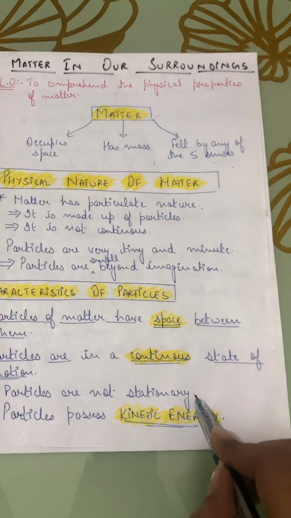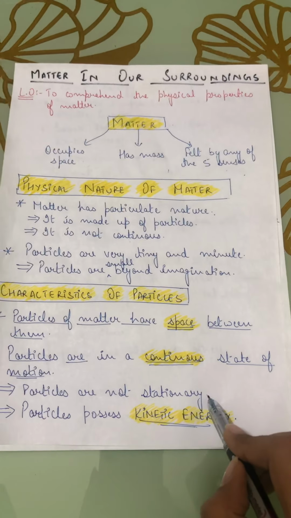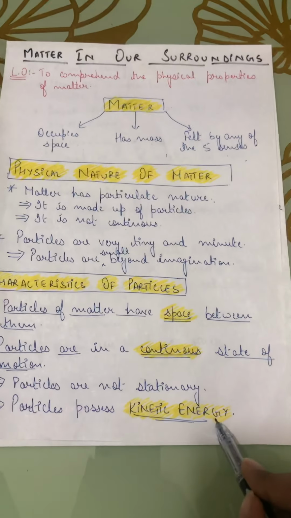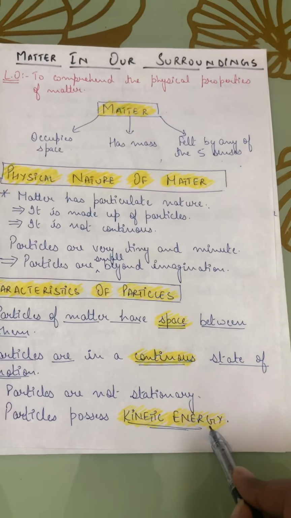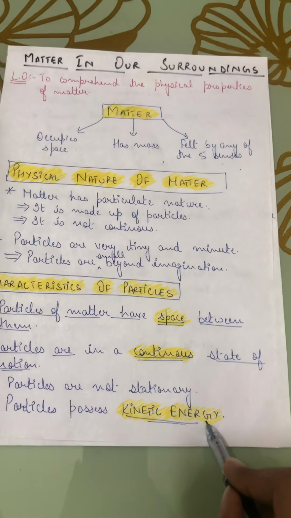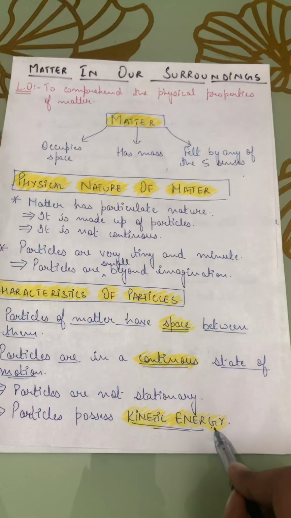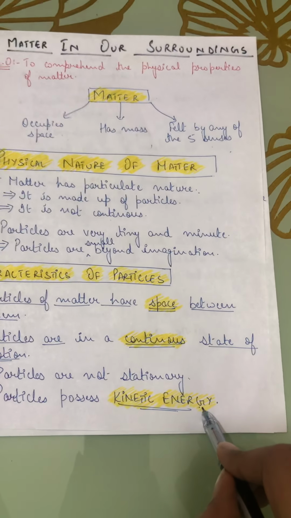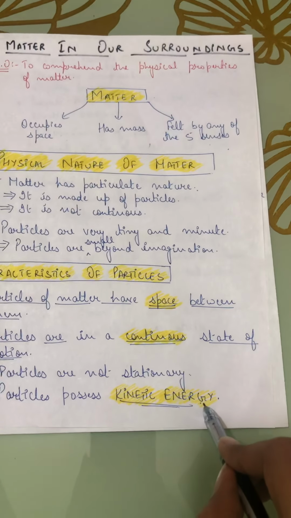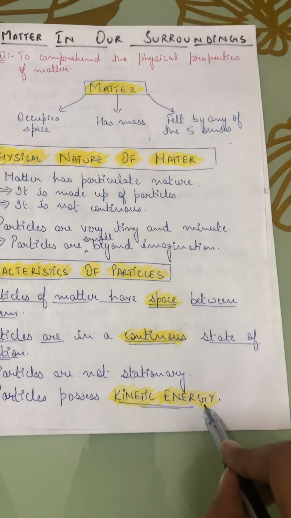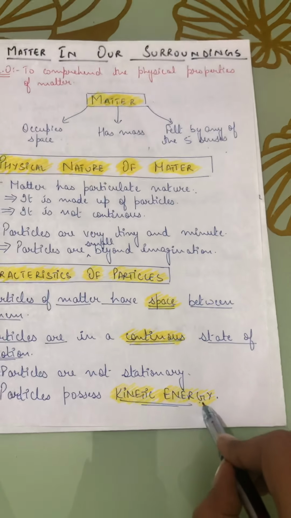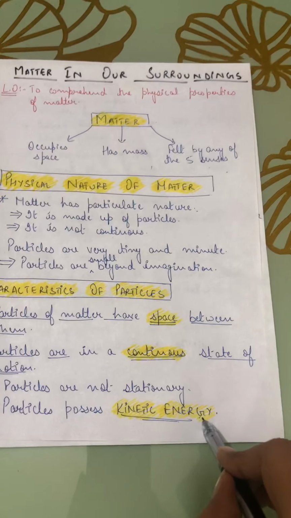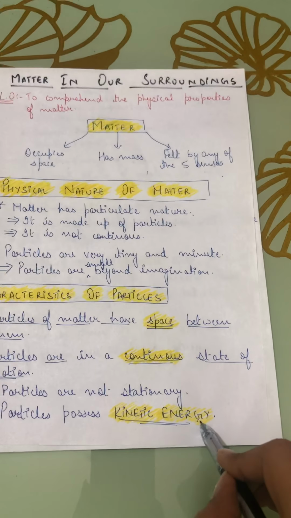You all know that whenever anything moves, for movement we need kinetic energy. So this means that the particles also have kinetic energy. Motion is not possible without kinetic energy. So since the particles are moving, that means the particles also have kinetic energy. Now, how can we prove this, that the particles have kinetic energy and that the particles are moving?